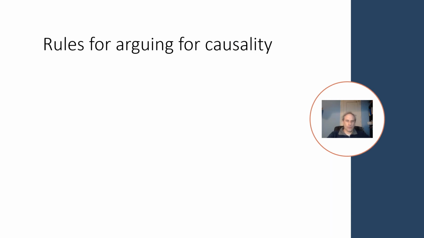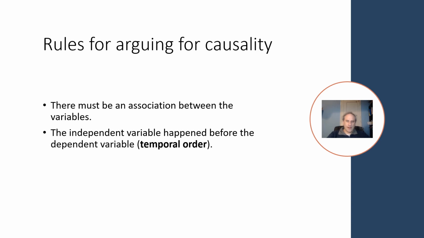Here are the general rules for arguing for causality. There must be an association between the variables in some form. For the independent variable, you need to show that it came into existence before the dependent variable: that people believed in spanking at one point in their life, and then they got higher education, and you measured their beliefs then and their beliefs in spanking had decreased. That kind of temporal order is more of an indication of causality than a static association.